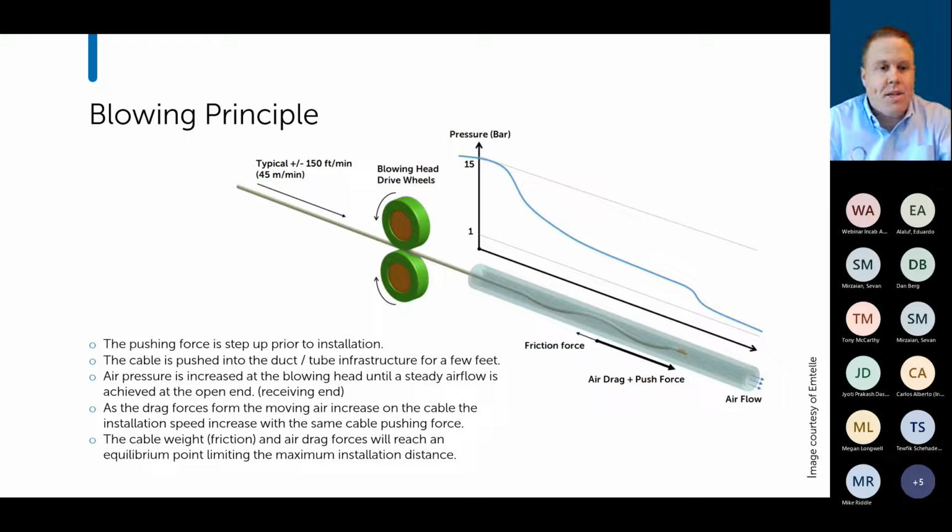And then from there, once the drag forces from the moving air increase on the cable, you can keep ramping that speed up quicker and quicker. Obviously, there does hit a point where the cable weight, the friction that's being created, and the air drag forces reach a point where you've kind of hit the end of the road. But in essence, in basic terms, this is what blowing cable looks like. Again, you're starting at the beginning and you're pushing and then blowing the cable to your end destination.